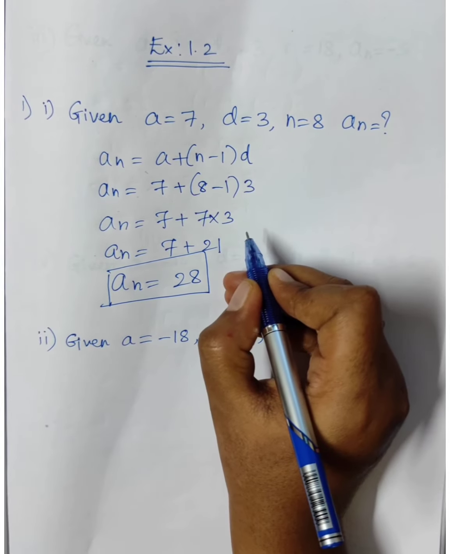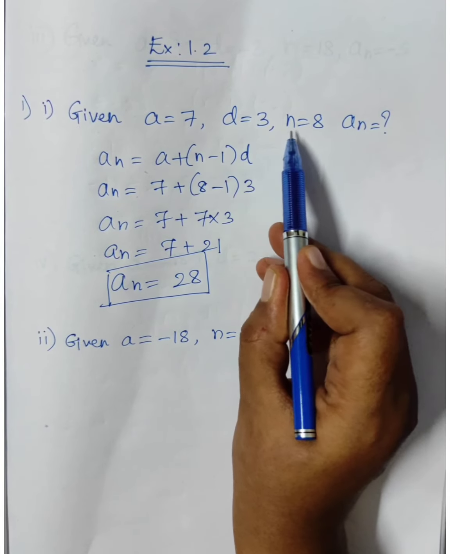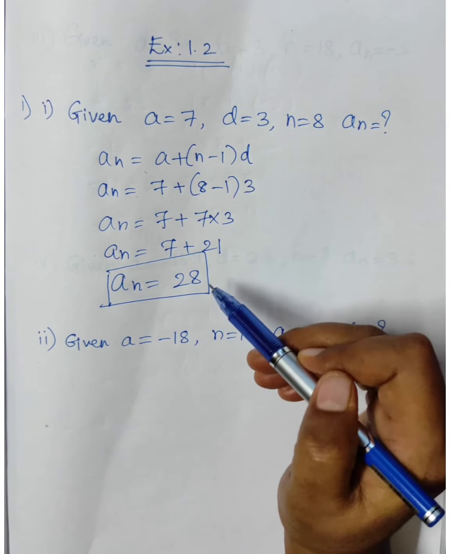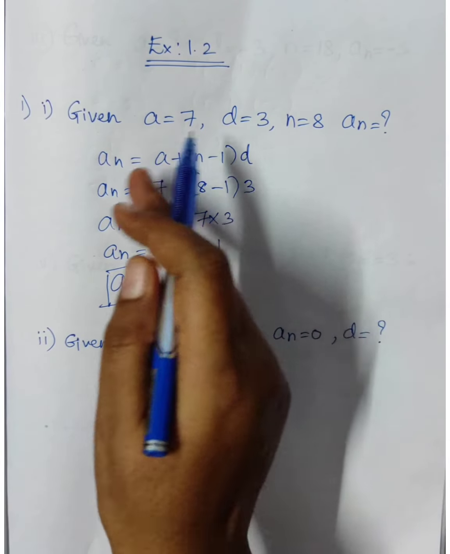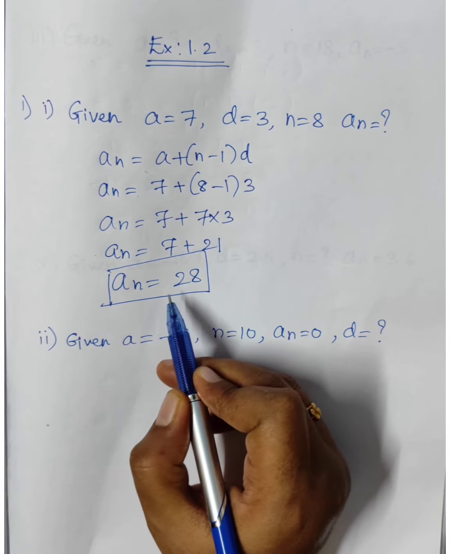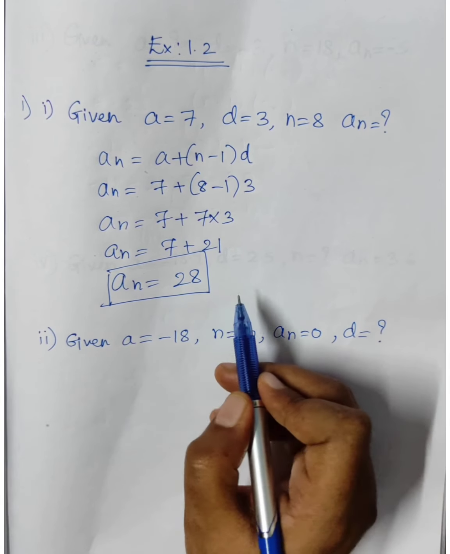See, it's very simple, right? Few terms will be given, one term will not be given. You need to find this term. Okay, so we have found out with the help of this formula, that an is equal to 28, that is the last term or the nth term is 28.